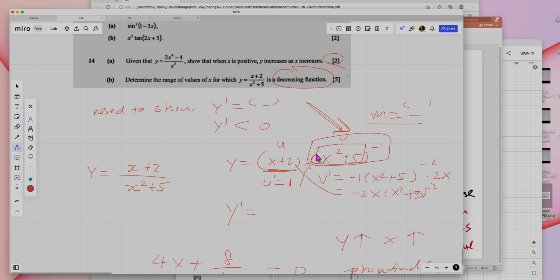Right. Okay. u prime times v, right? So it's x plus 2 bracket times this thing. So for the first equation.